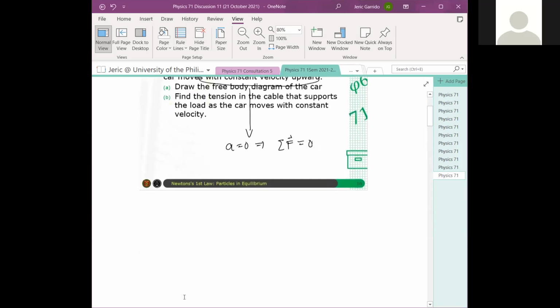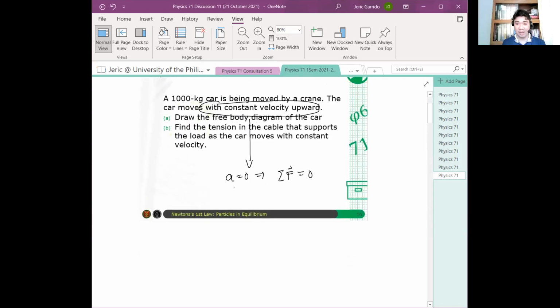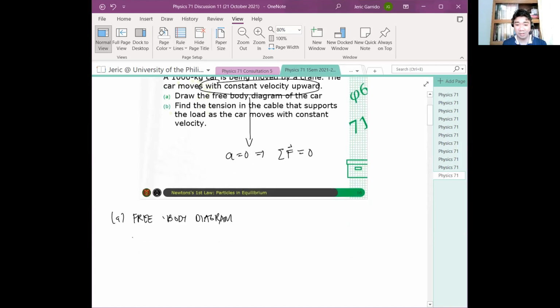Okay? So in that case, ang unang pinagagawa is what is the free body diagram? So we first draw a free body diagram. So ano yung mga forces na nag-act? What are the forces acting on the car? What are the forces? Tension. Ano lang? Tension tsaka? Weight. Yes, weight and tension.